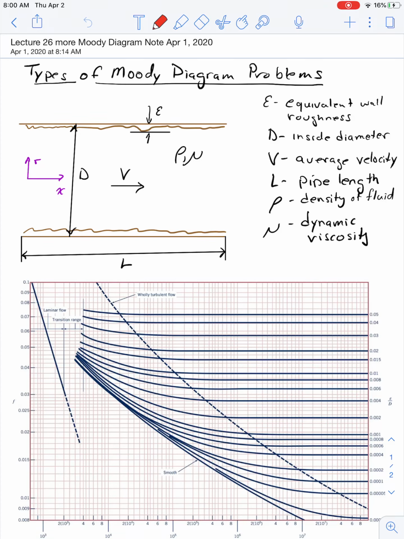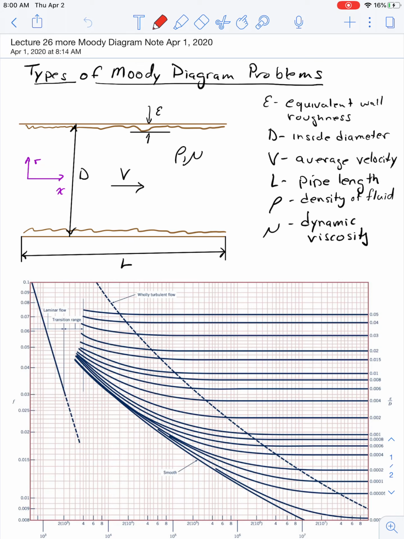Today we're going to continue with working on our Moody Diagram problems. We're going to discuss the different types of Moody Diagram problems that we have. And when I say Moody Diagram, really we're looking at pipe design problems. And some of these pipe design problems will require iterative solutions.